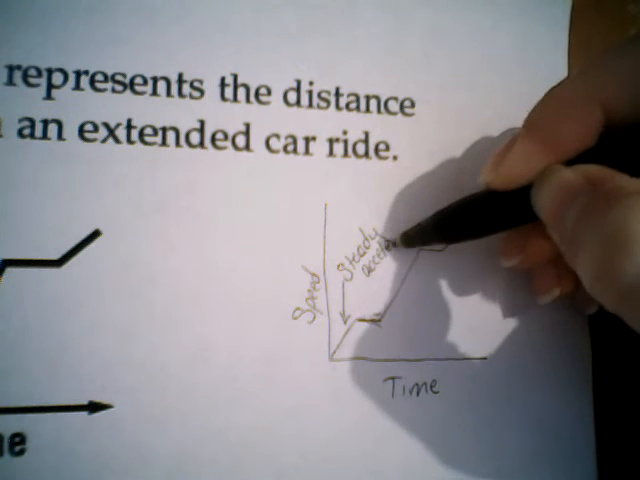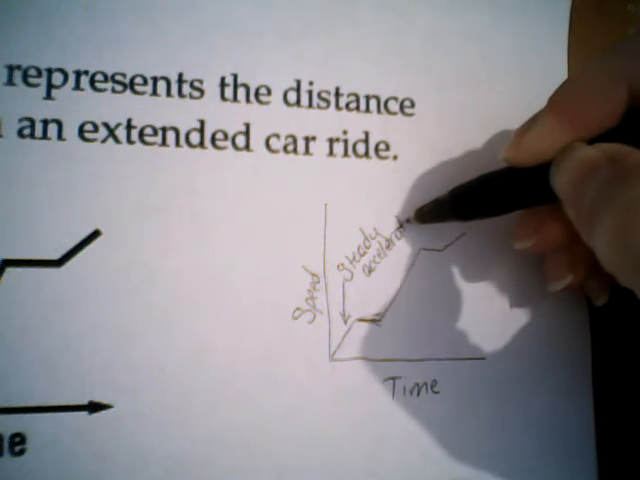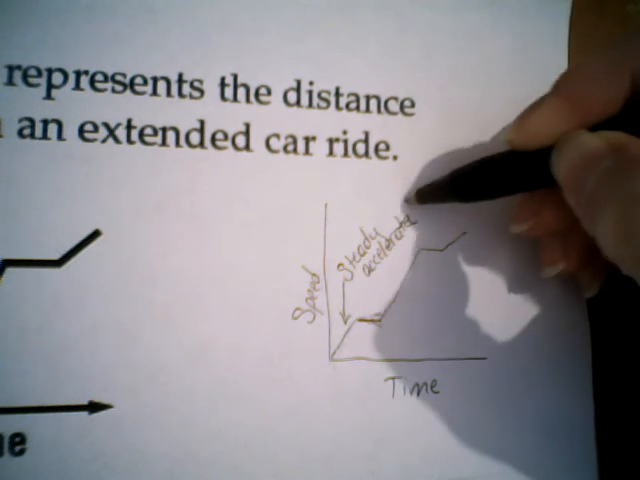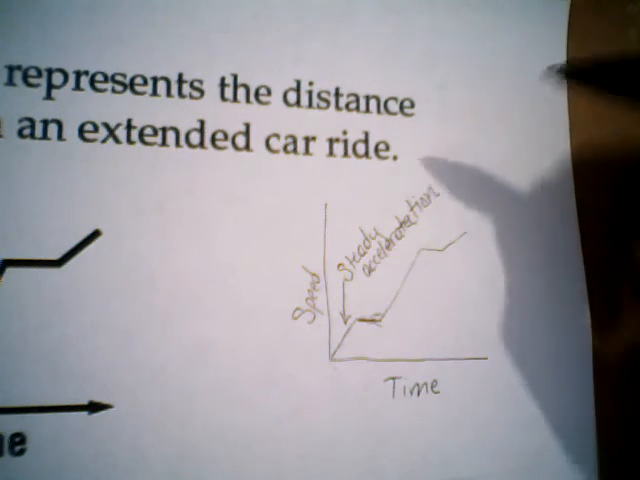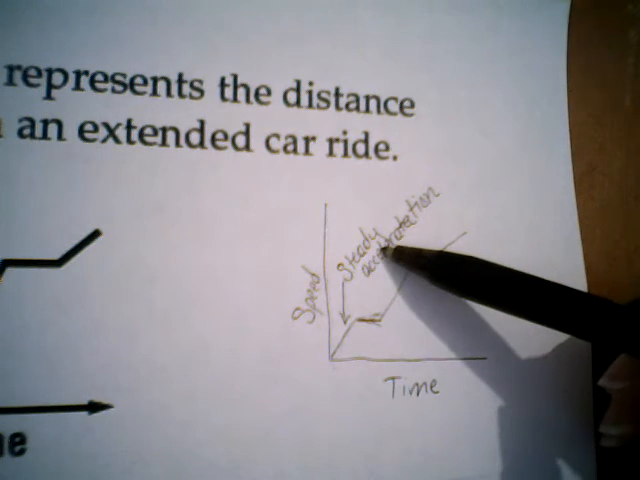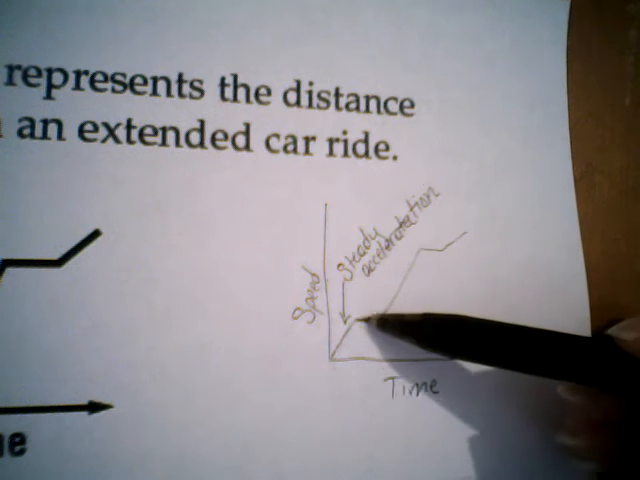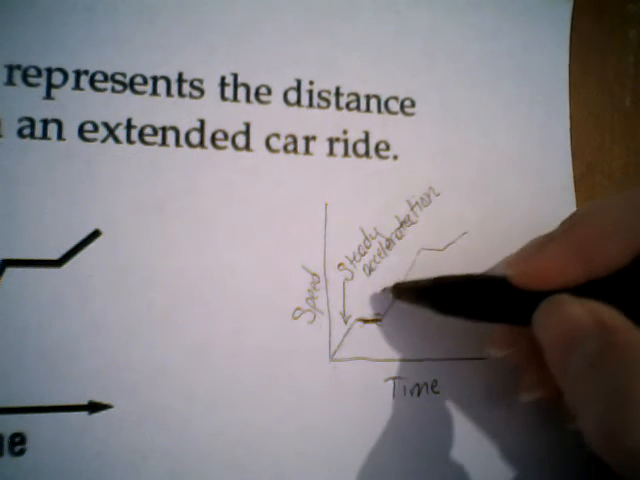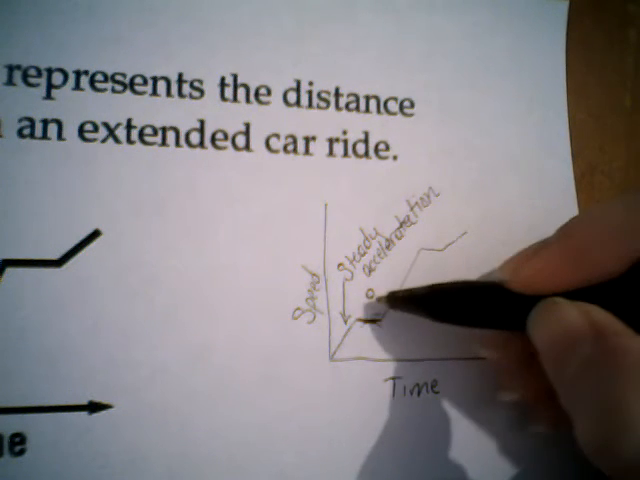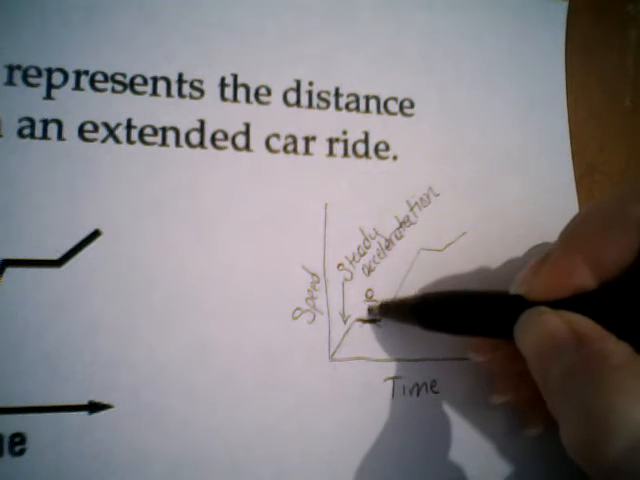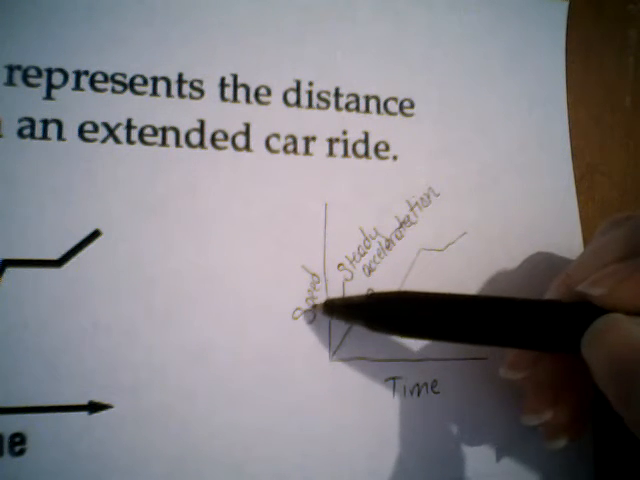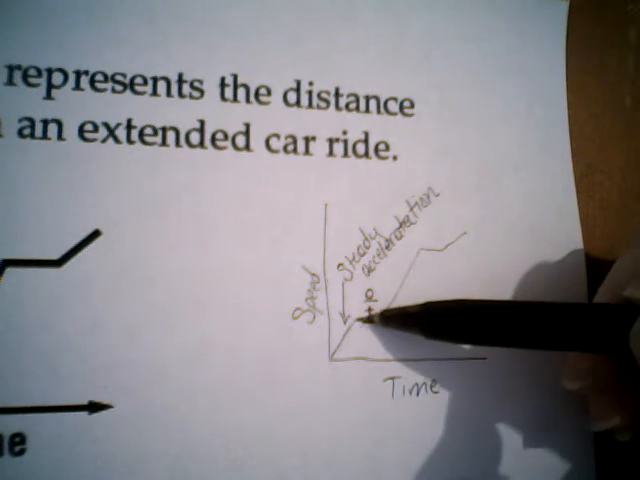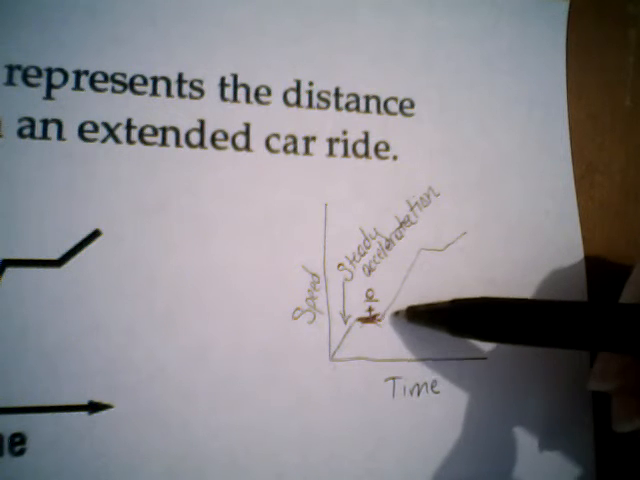Acceleration means to go faster. It's what happens when you put your foot on the gas pedal or you're going down a hill on your bicycle. It's a steady acceleration. And here, now that I'm flat, my speed remains unchanged. My change in speed is 0, but time goes on. That does not mean I'm stopped. If this is speed, it means I'm going a steady speed.